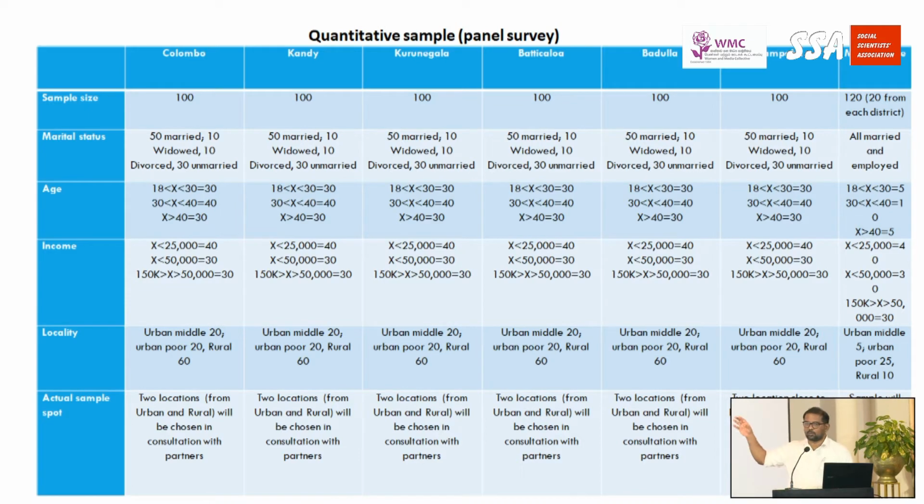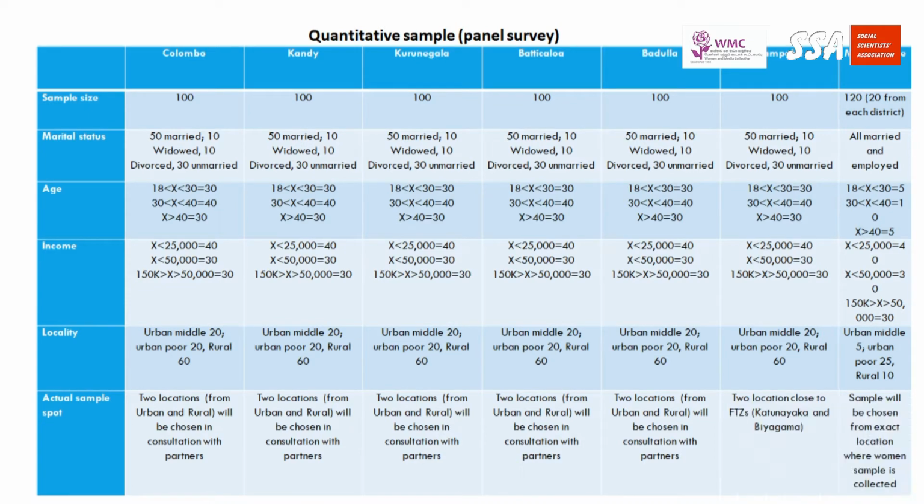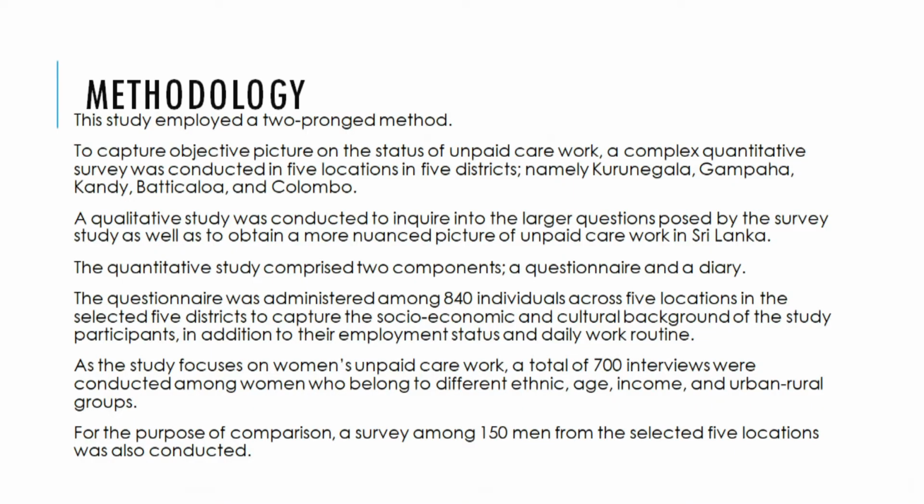And also, don't worry about this graph, this is just to show how much effort we have put in to make sure our survey captures various aspects: ethnic categories, age categories, income categories. So we developed a quota sample, with a very extensive quota. Altogether we did 840 interviews. Out of that, 700 interviews were done with women, right? And we went in 3 waves.